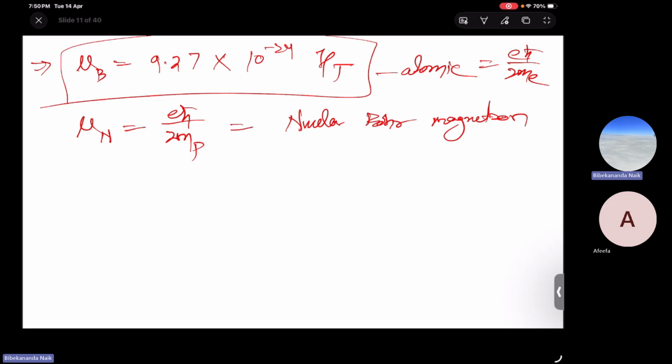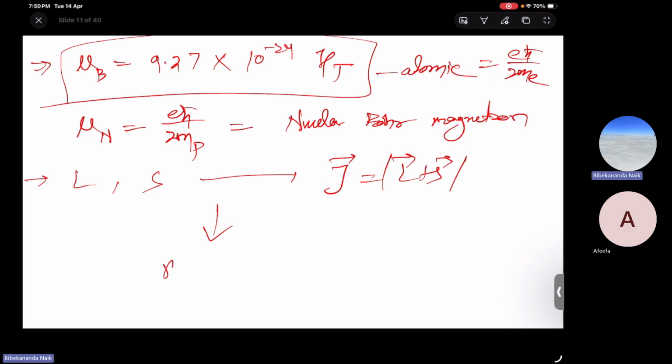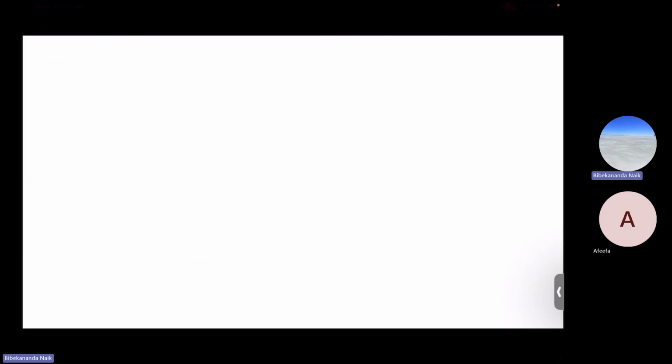So when the concept of L and S came into picture, then according to the vector model, total angular momentum is also given by J vector, where J vector was L vector plus S vector. From there, the concept of multi-electron atom is discussed. In case of multi-electron atom, we discussed LS and JJ coupling. So what is LS coupling?